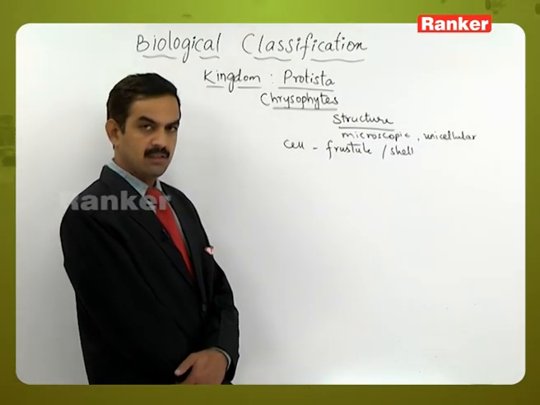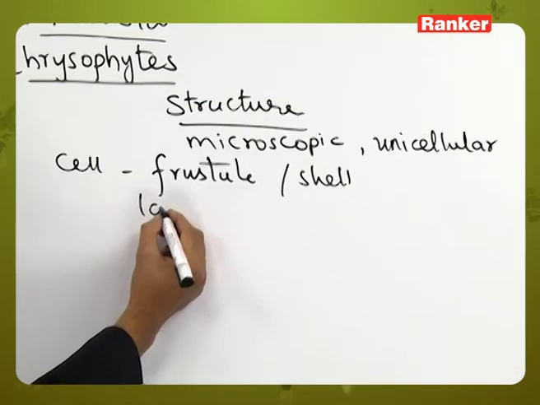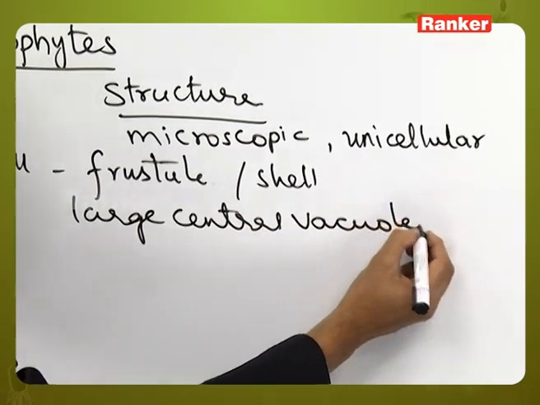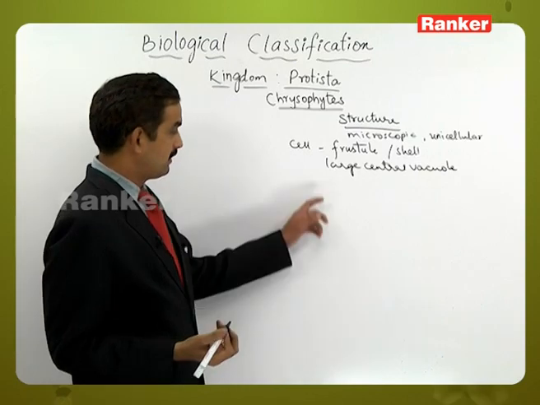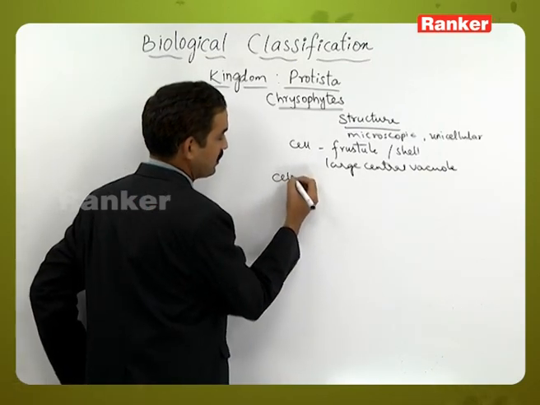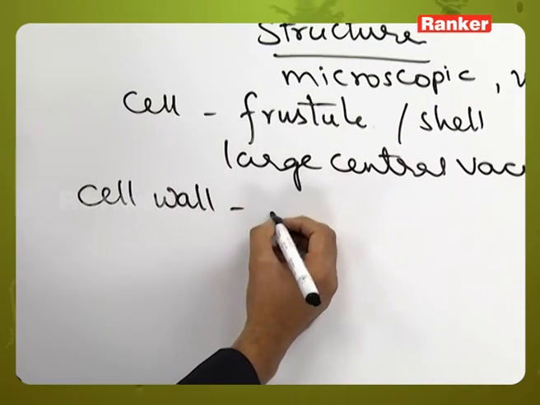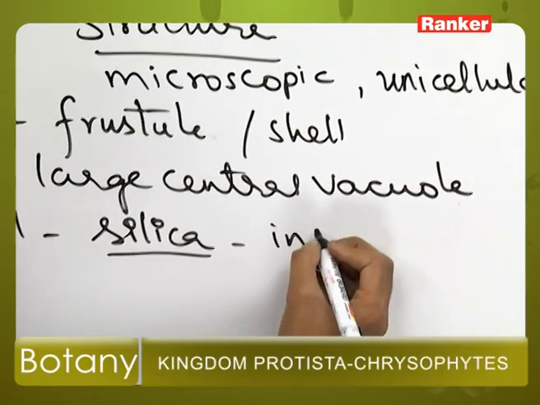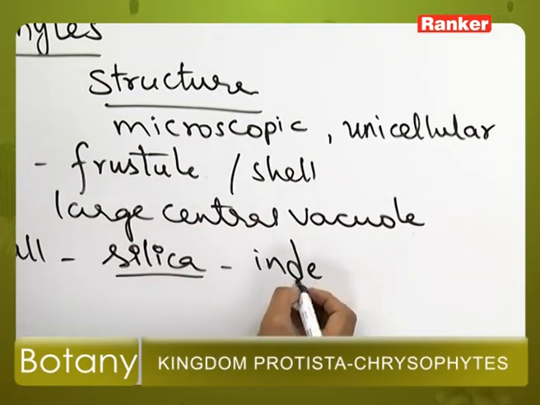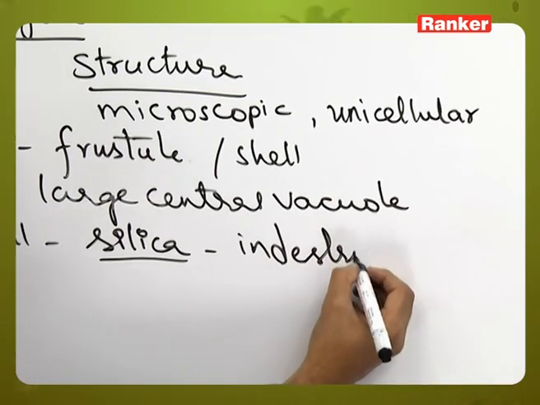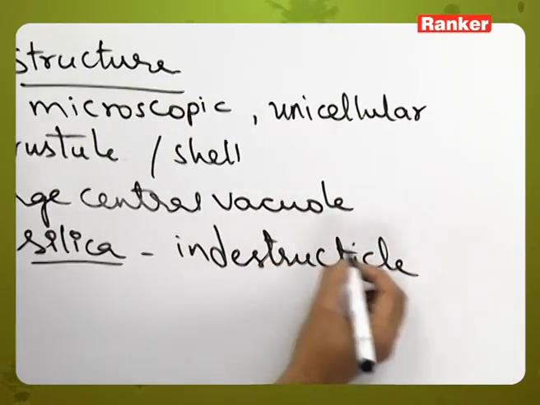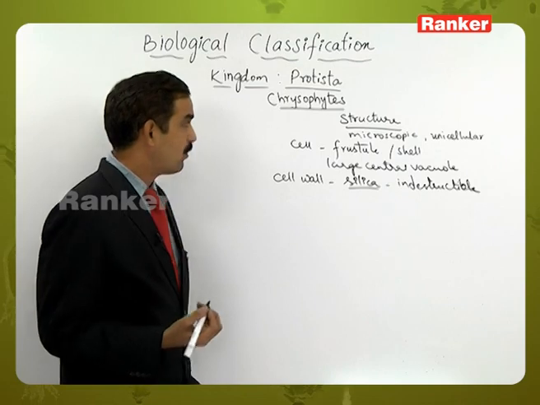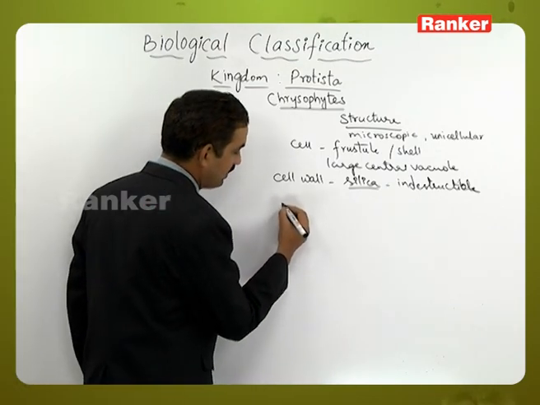Inside the cell they have a large central vacuole. Then the cell wall is present around the frustule. This cell wall is encrusted with silica. Due to the presence of the silica, the shells of the chrysophytes are indestructible. They have two shells, the upper shell and the lower shell.